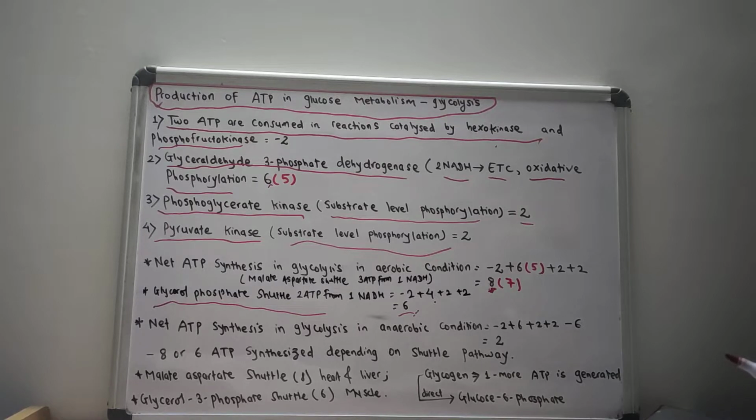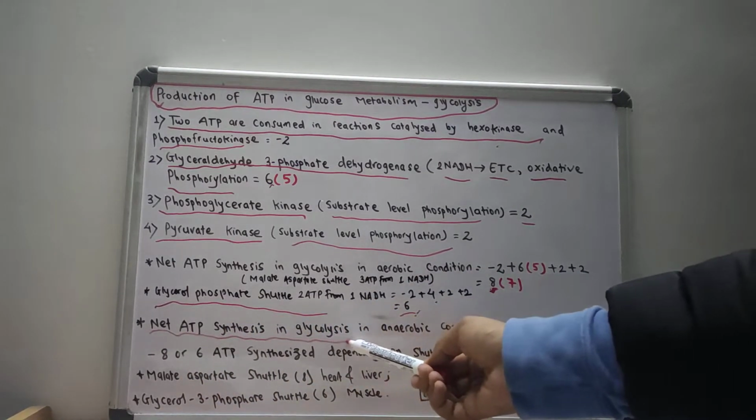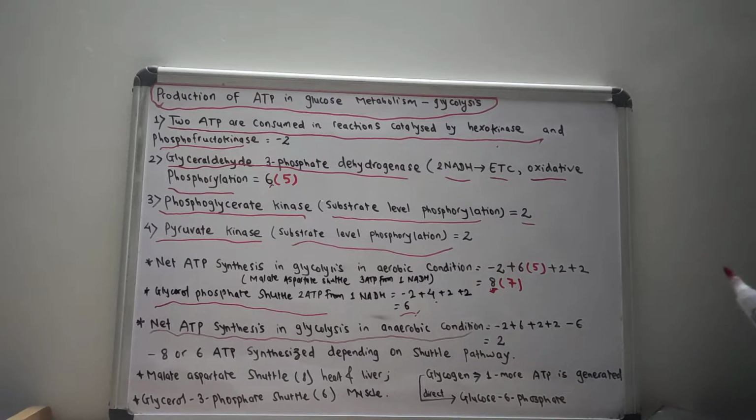So this is the total ATP synthesis in the aerobic condition in glycolysis. Now let us discuss the net ATP synthesis in glycolysis in anaerobic condition. We know that in anaerobic condition there is formation of lactate and consumption of NADH, which allows the regeneration of NAD plus, which can be reused by glyceraldehyde 3-phosphate dehydrogenase, so that glycolysis proceeds even in the absence of oxygen to supply the ATP.